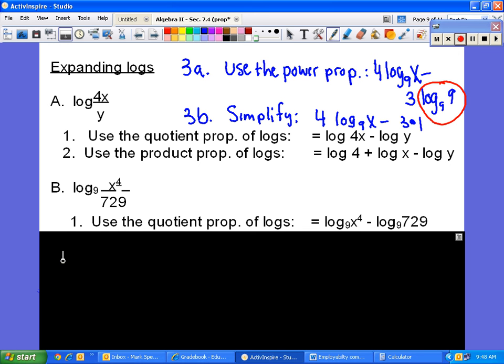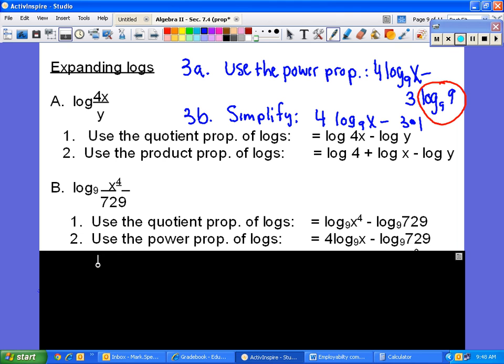Okay, what do you think we should do next? Product? Where do you see multiplication? Use power. And use the power property to do what? We're not getting rid of it. We are moving it. So we're going to use the power property, take the exponent and move it. And then you use the product property again.